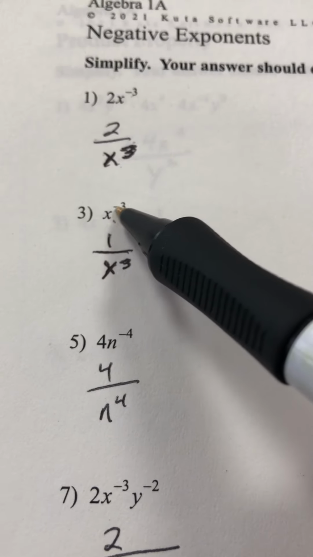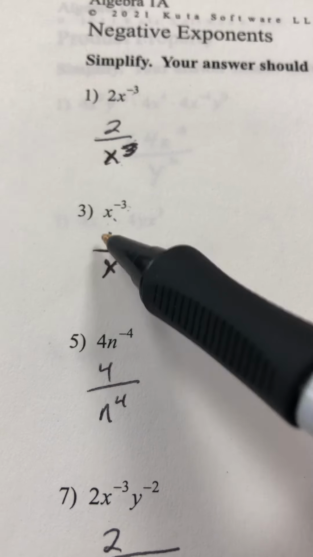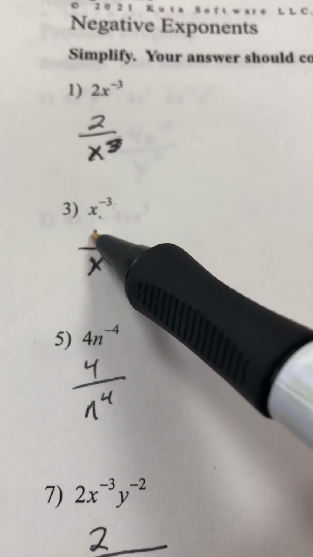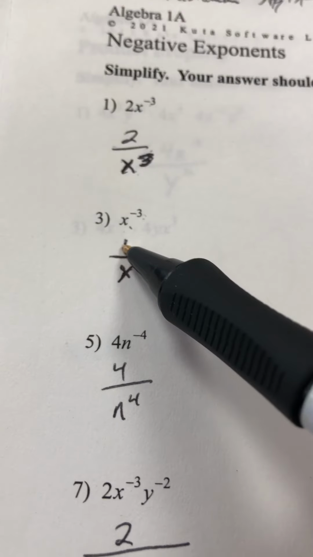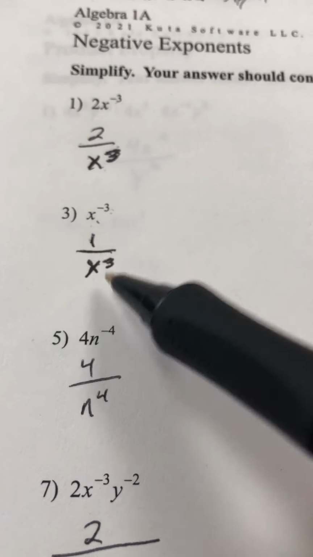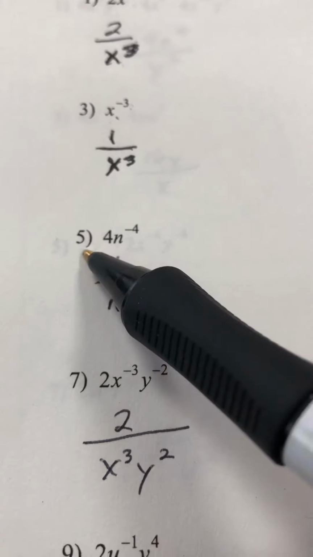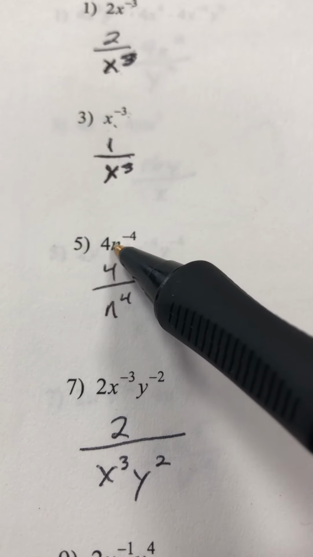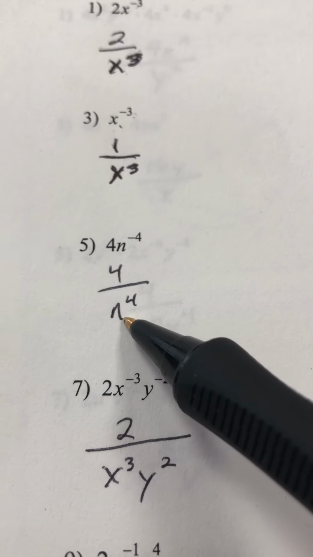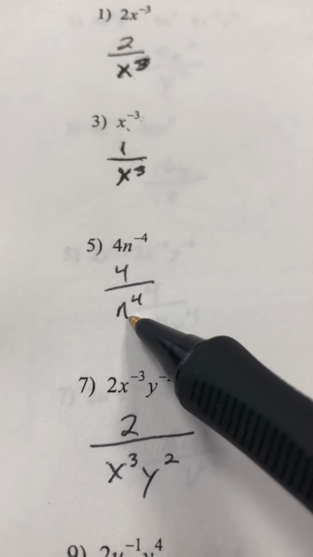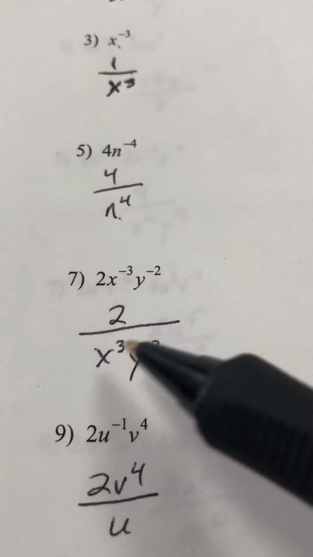This whole thing, x to the -3, is going to move below. I need something above. If I don't have anything above to put up there, I put a 1. So I have 1 over x to the 3rd. Number 5, the 4 stays as the numerator. The n to the -4th goes below to the denominator and becomes n to the 4th.